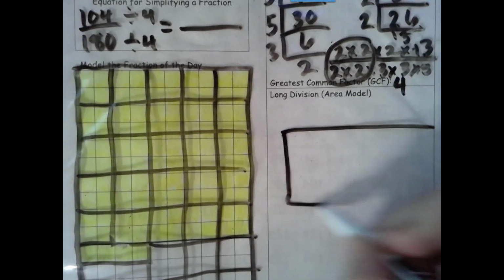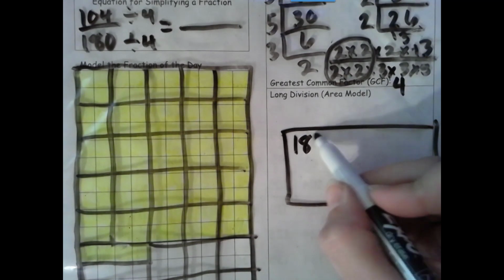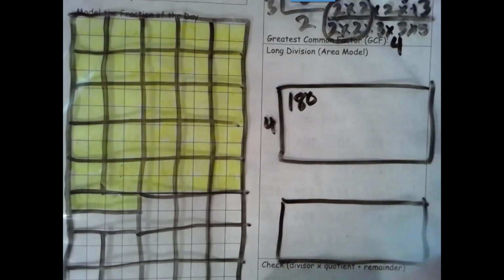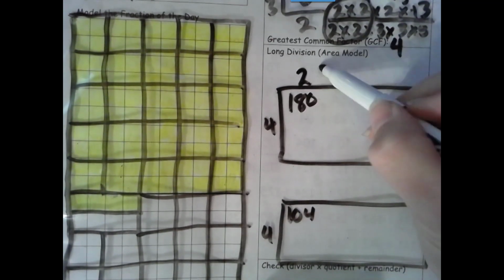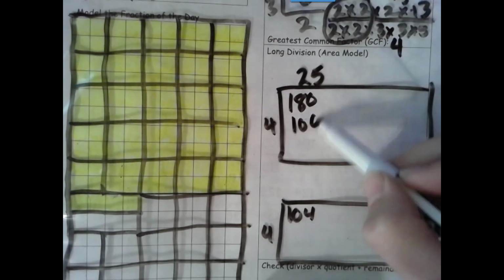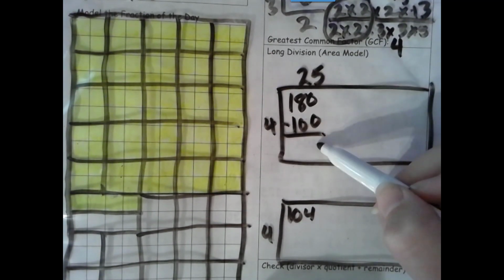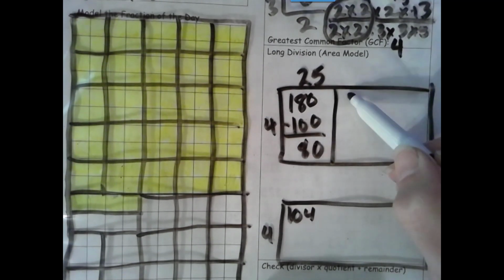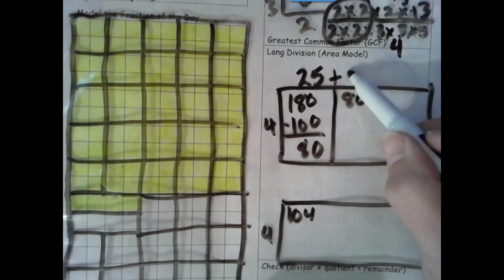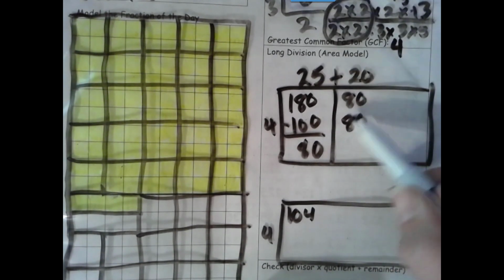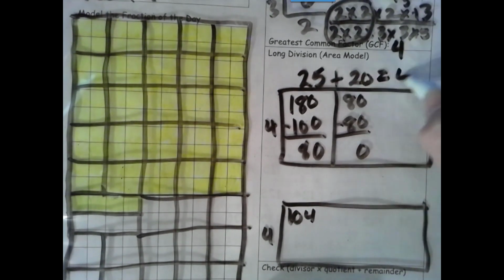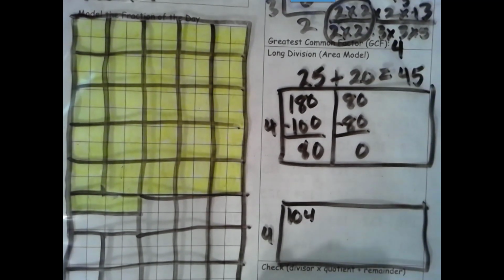So 180 divided into groups of 4, and 104 divided into groups of 4. 4 times 25, 4 quarters makes 100 cents, or $1. Numbers the same, zeros a game. More on top, no need to stop. Bring the 80 up here. 20 times 4 is 80. Numbers the same, zeros a game. 25 plus 20 is 45.